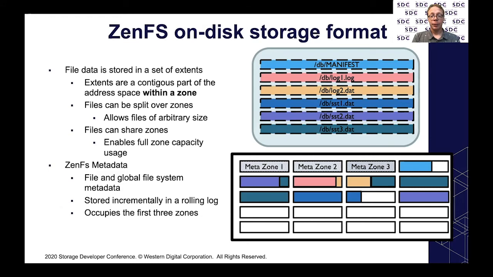And that's file data, and then we have some ZenFS metadata on the drive, which stores file and global file system metadata. And this is stored incrementally in a rolling log on the drive. And it occupies the first 3 zones. So we need at least 2 zones to securely roll from one zone to another when it's full. And right now I keep 1 extra zone in case one of these zones should wear out and go offline. So I have a spare zone.